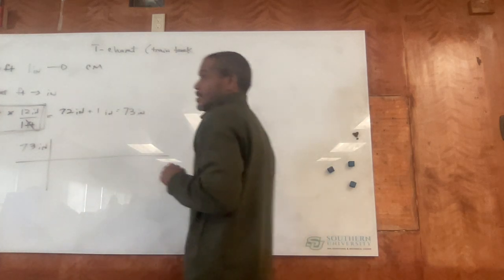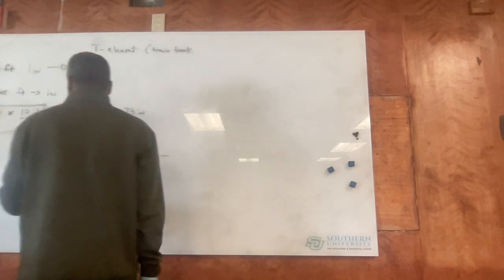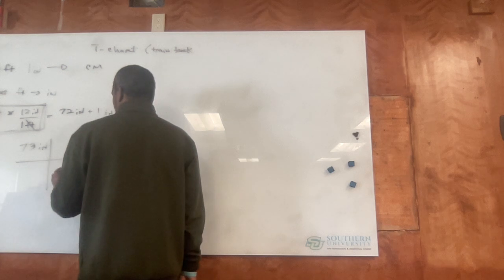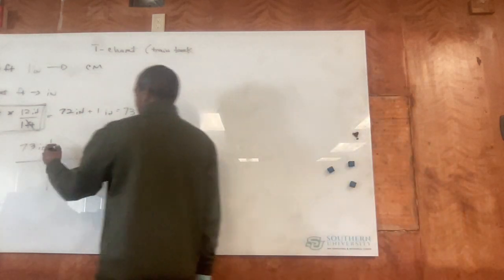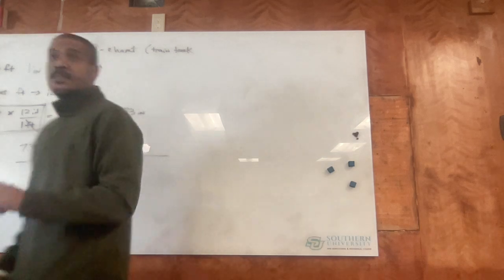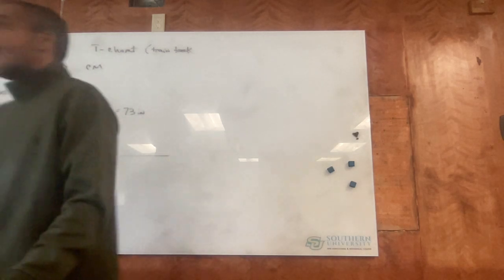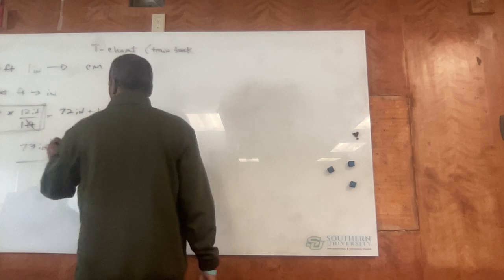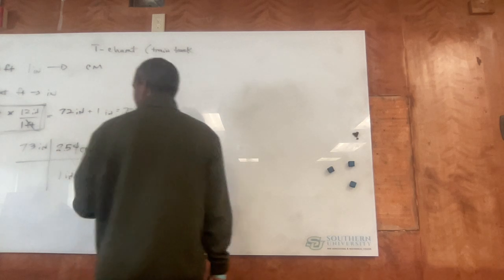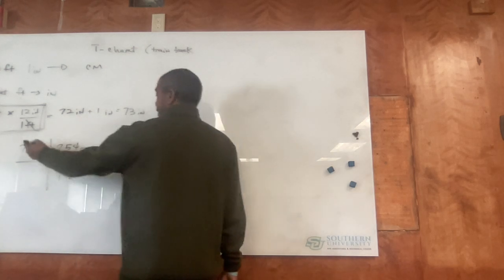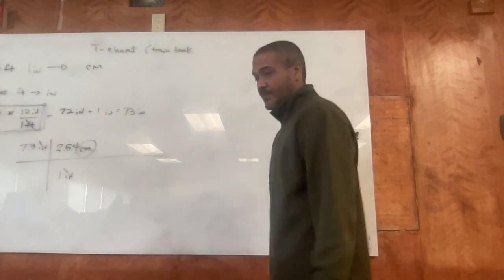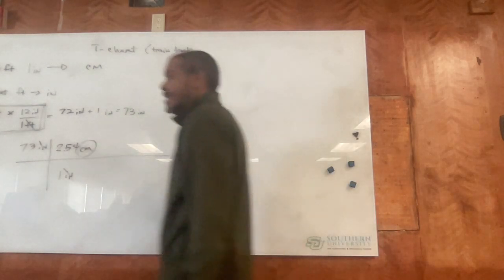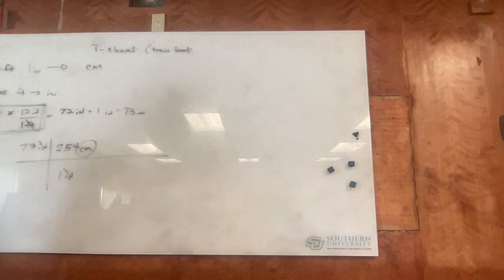This one's short, so it doesn't look very long, but you're going to have some that go way out here. Okay, 1 inch is what? 2.54 centimeters. So again, my number cancels right here, and I'm left with centimeters. This is a T-chart or a train track.